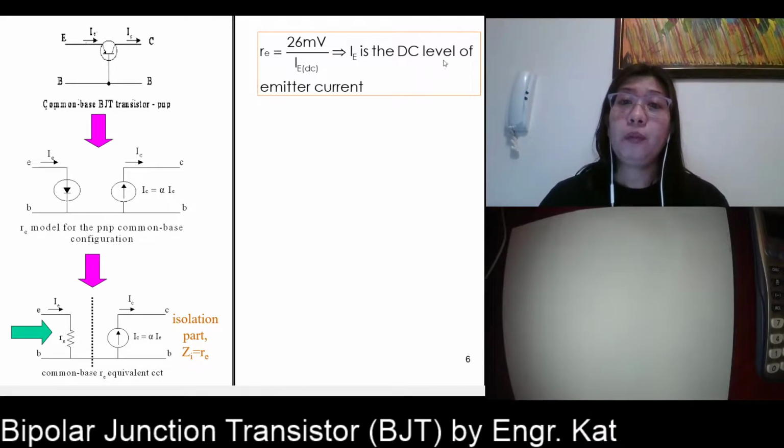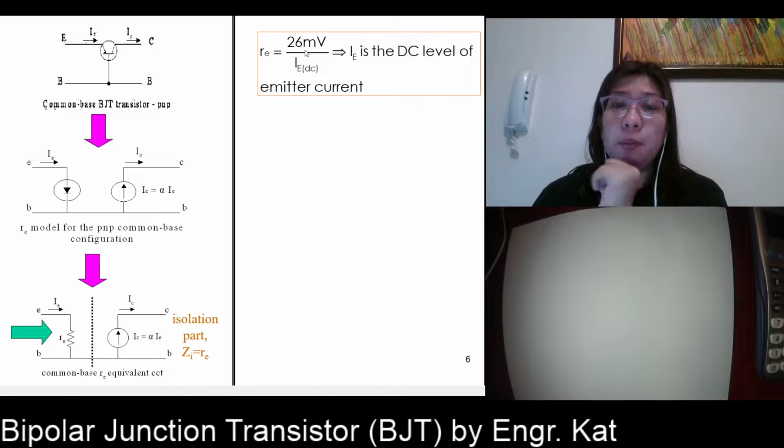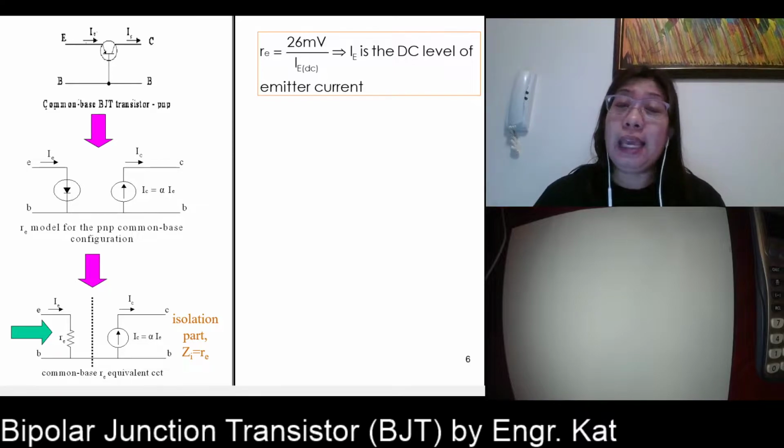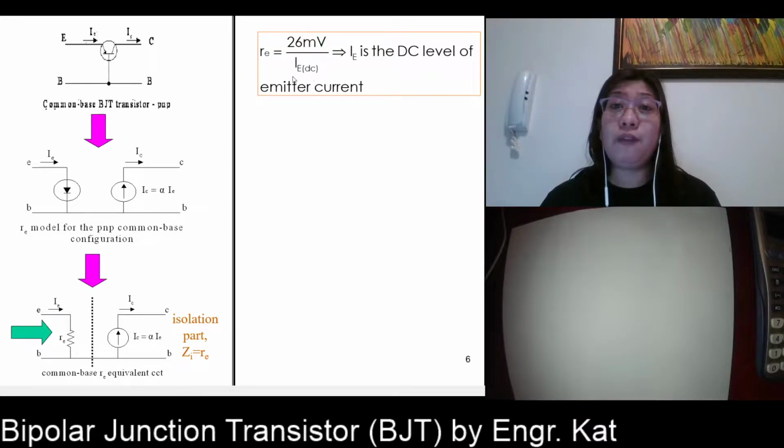Now, are you familiar with this formula? This formula, 26 millivolts divided by the emitter current, is our approximation for your AC dynamic resistance. If you can still remember in our prelim study regarding the diode, we can compute for the AC dynamic resistance using a tangent line. However, we can have an approximation. We can compute based on its slope. And we have derived this formula, which is 26 millivolts divided by IE.